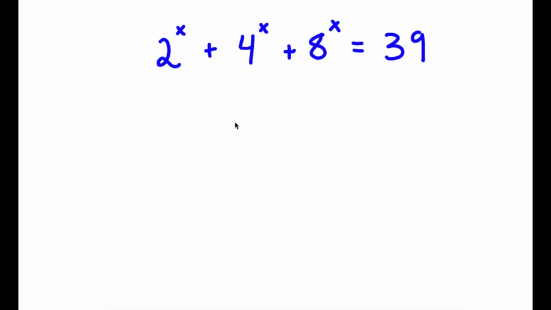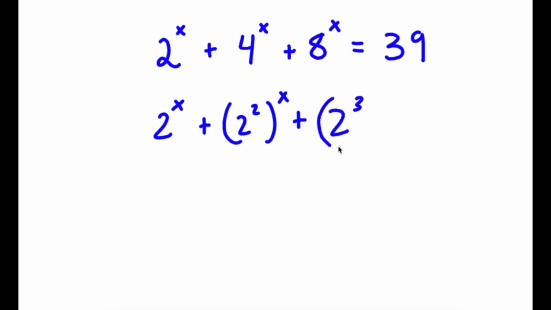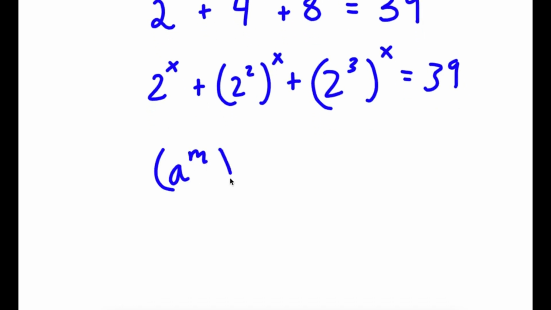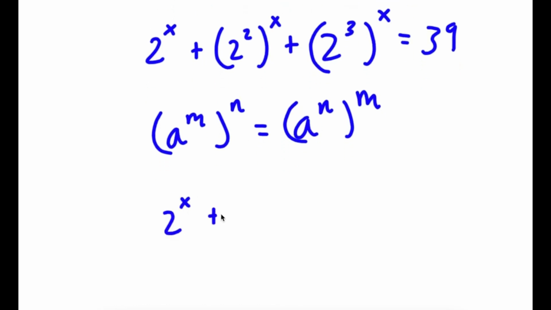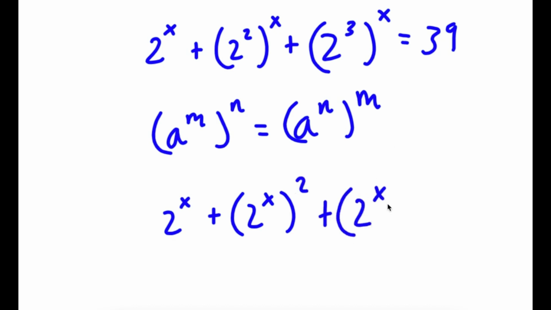Alright, so in this problem, I have 2 to the power of x plus 4 to the power of x plus 8 to the power of x is equal to 39. So to solve this, I'm going to first rewrite this as 2 to the power of x plus 2 squared to the power of x plus 2 to the power of 3 to the power of x is equal to 39. Now, if I have something in the form a to the power of m to the power of n, this is the same thing as a to the power of n to the power of m. So 2 to the power of 2 to the power of x, I can rewrite as 2 to the power of x to the power of 2, and 2 to the power of 3 to the power of x, I can rewrite as 2 to the power of x to the power of 3.